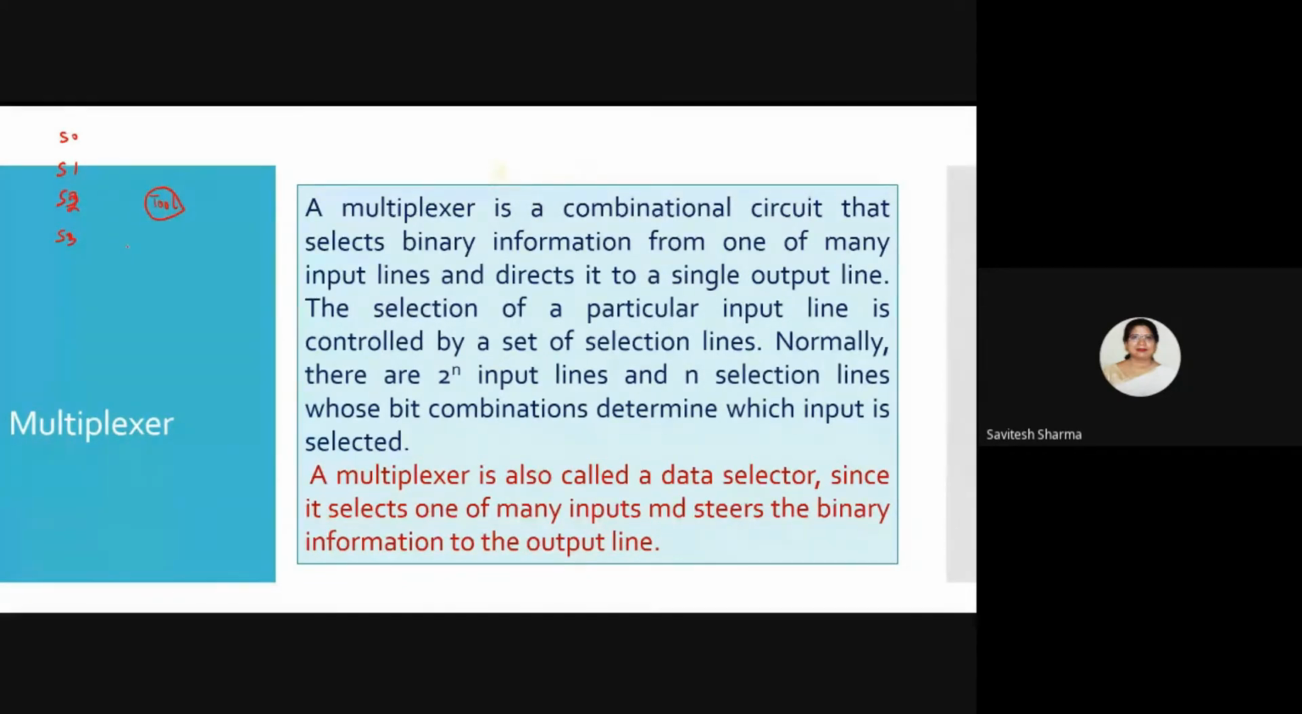Who will decide? Suppose I am a teacher and I will decide. Based on my selection, S0 will use the tool, S1 will use the tool, S2 will use the tool, or S3 will use the tool. So based on the teacher's decision, the student will use the tool. The same concept I will use here in the multiplexer.